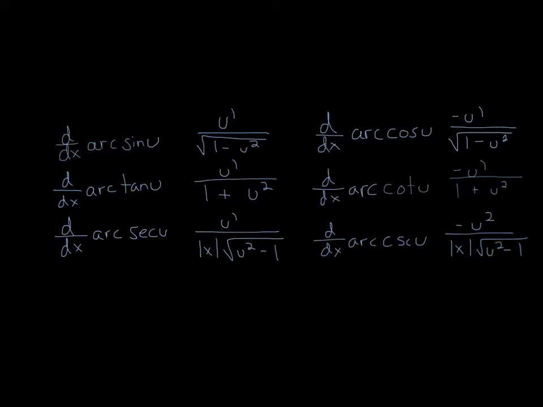So the first thing to see is that there's a pattern. You see that there's u prime on the top for all of these. The next thing is that there's a square root for 2 of these. So we know that now u prime, we don't have to memorize it because it's on the top of all of these. And then on the bottom there's square roots for 2 of them. Now how do you know which one's which?